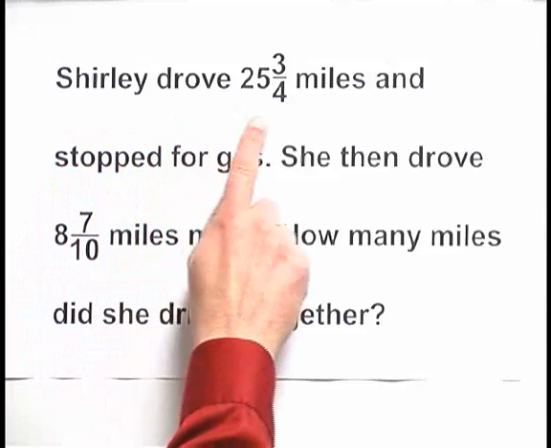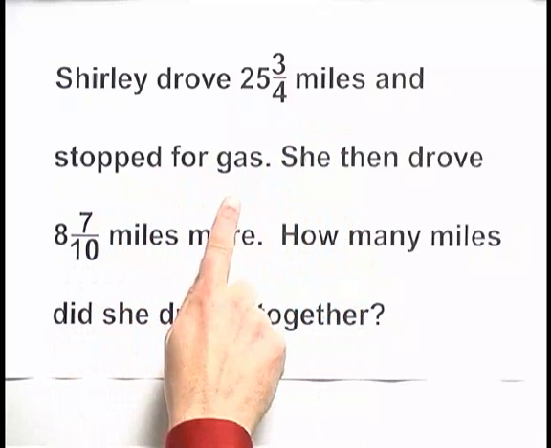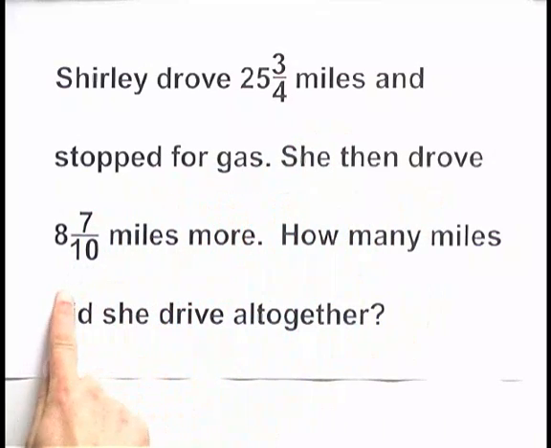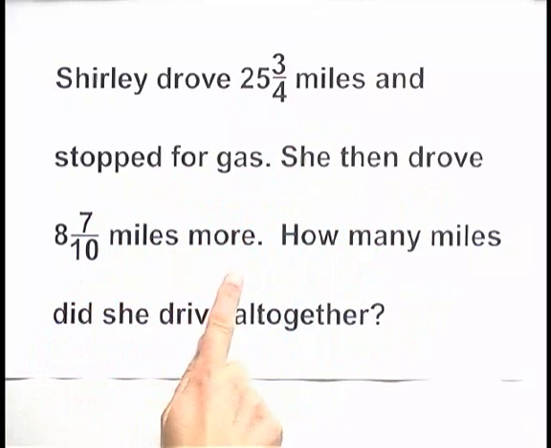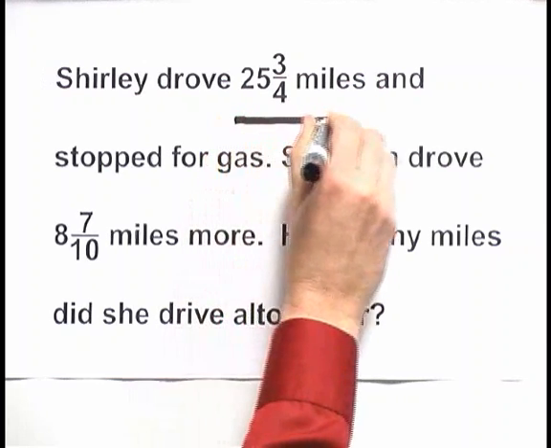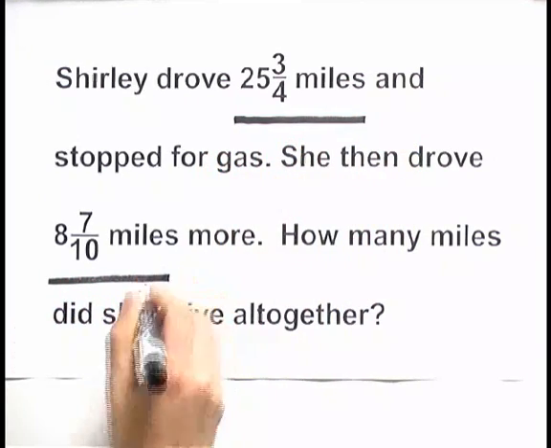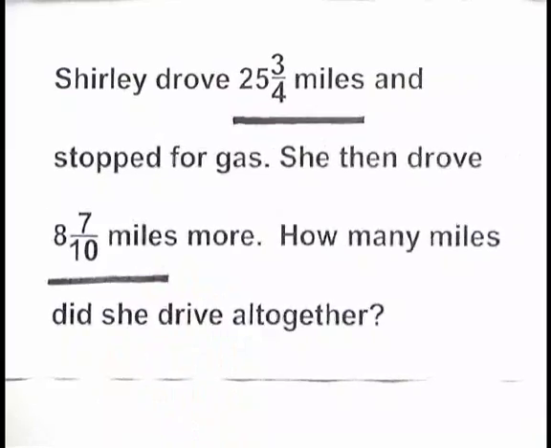Shirley drove 25 3/4 miles and stopped for gas. She then drove 8 7/10 miles more. How many miles did she drive altogether? In this problem, there are two distances, 25 3/4 miles and 8 7/10 miles.